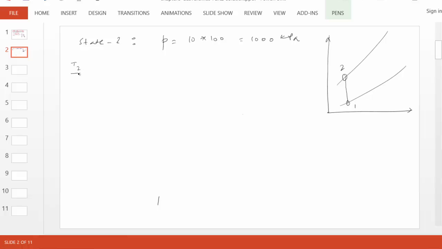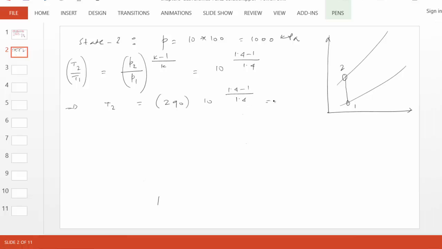For T2 over T1, we can use the isentropic relationship for perfect gas, which we have been doing quite a bit in all other problems. So therefore T2 can be obtained now. T1 is already given, 290, times 10 to the power of (1.4 minus 1) divided by 1.4. If we calculate that, we will get T2 equal to 560 Kelvin. Okay, how about T3 now?